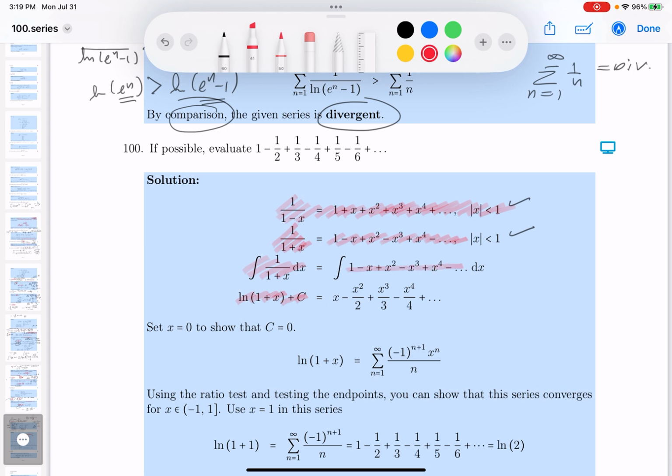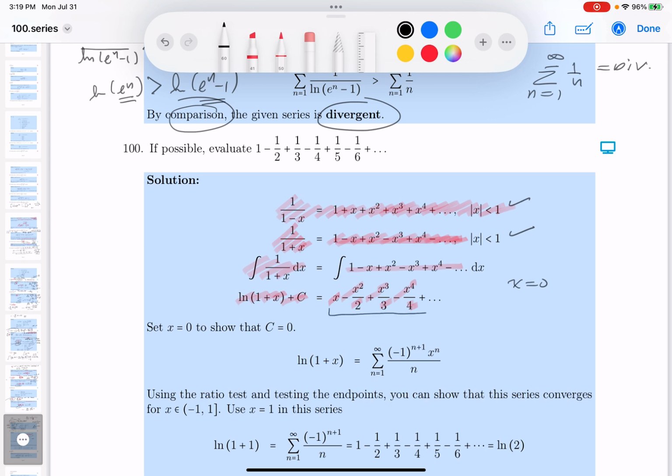This is also incredibly easy to integrate, and we're integrating this over here, where we get x minus x squared over 2 plus x cubed over 3, x to the fourth over 4. You get the idea. All right? Someone says, I wonder what the c is. I wonder what it is, too. What you need to do is pick an easy value for x to find out what c is. And I'm going to say the easy value for x would be 0.